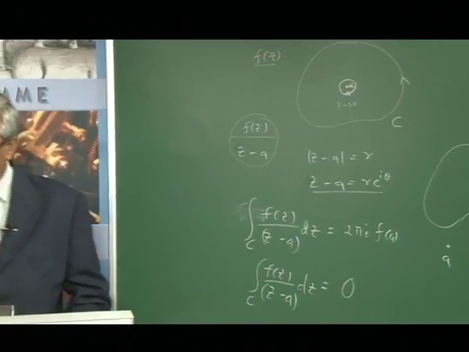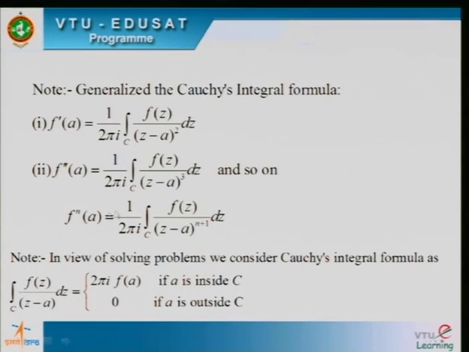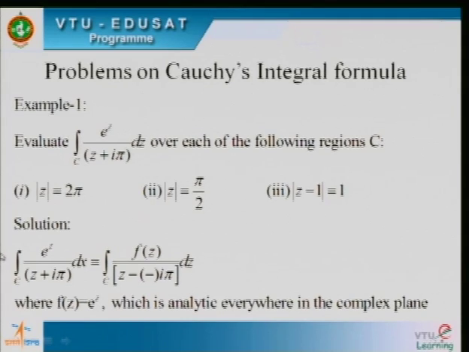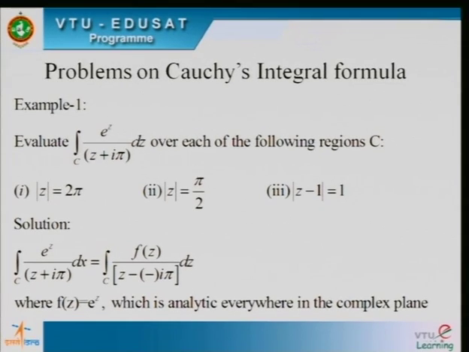Now I take examples to see how we get the result. So, problems on Cauchy's integral formula. One of the problems I have taken here is to evaluate the integral along the curve C of e power z divided by z plus I pi dz over each of the following regions C. Region 1 is mod z equal to 2 pi, mod z equal to pi by 2, and mod z minus 1 equal to 1. So here the problem given is e power z divided by z plus I pi.